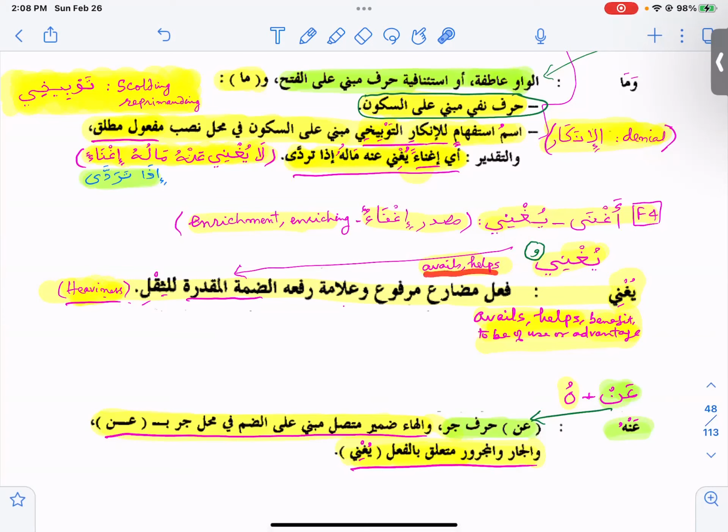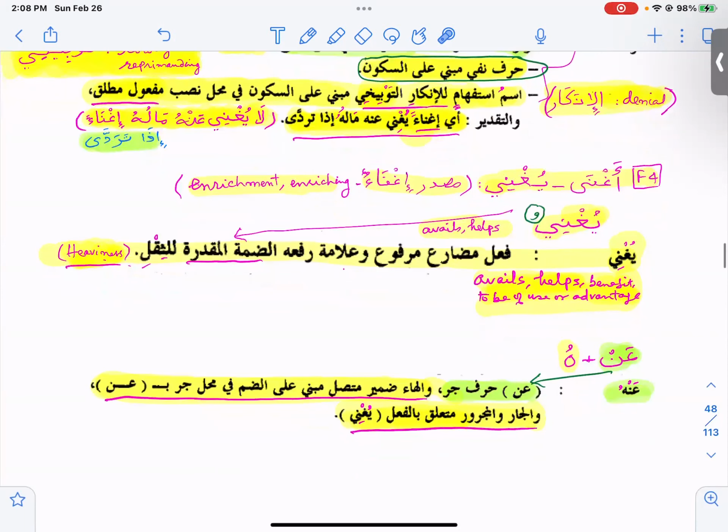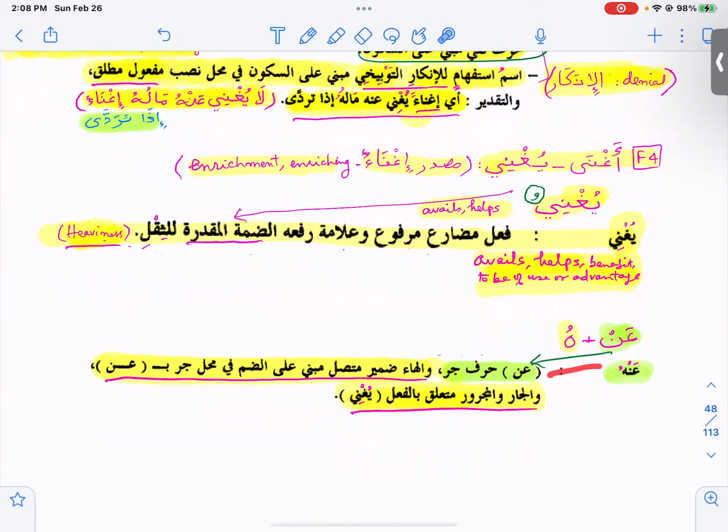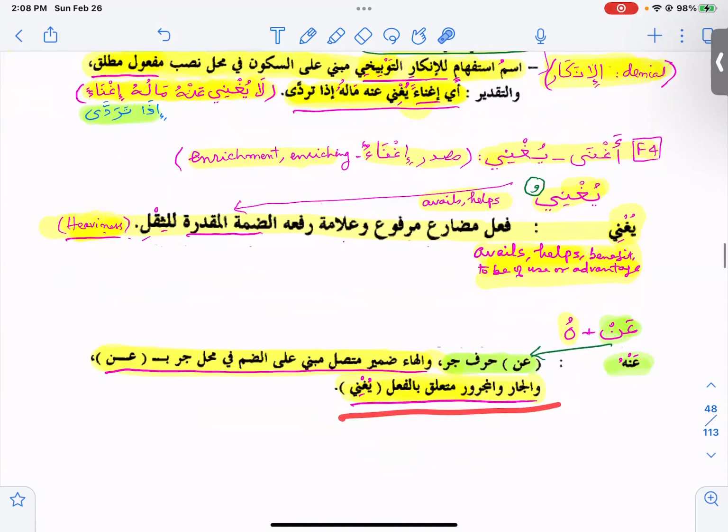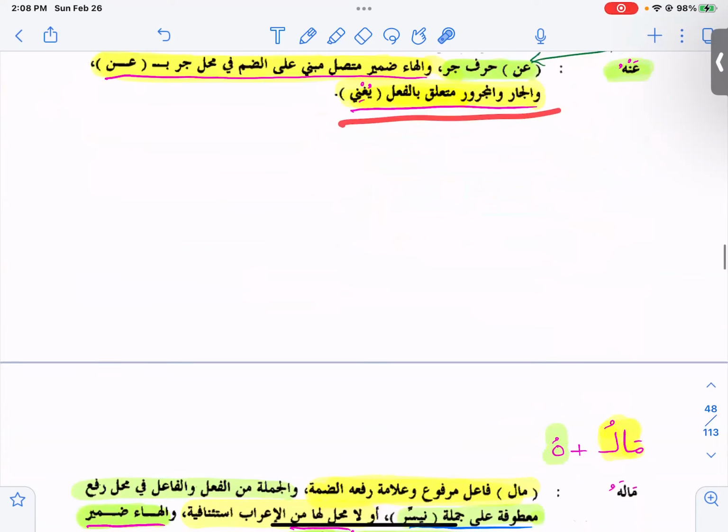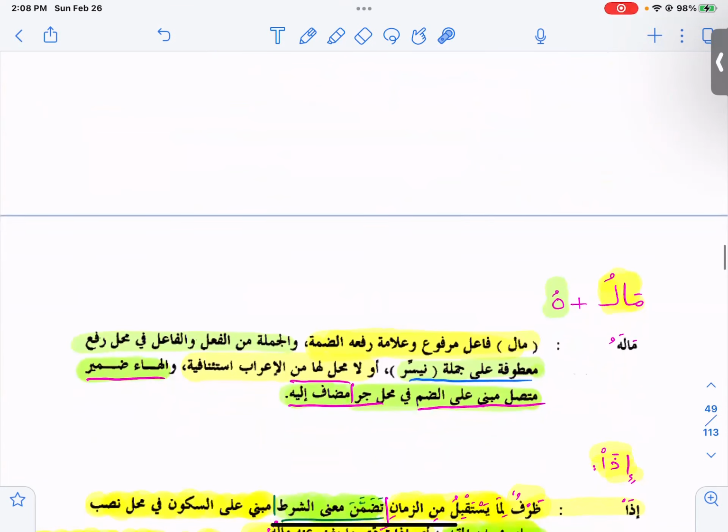Yugni avails, helps him. Avails, helps, benefits, to be of use or advantage. There is no advantage for him. And anhu: an is a harf jarr, and hu is a damir muttasil mabni ala damm fi mahalli jarr, and it is majrur because of an. Wa jarun wa majrurun mutaallikun bi fi'l yugni. Fine, we can understand that also. Maluhu, yeah, malu is a fa'il.